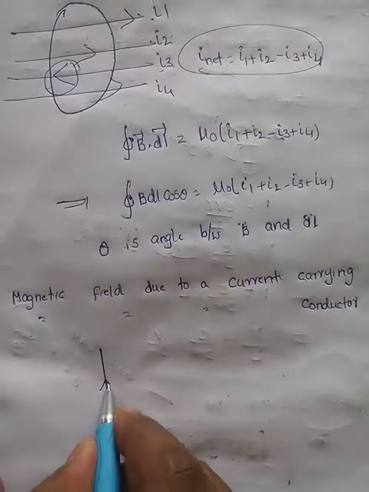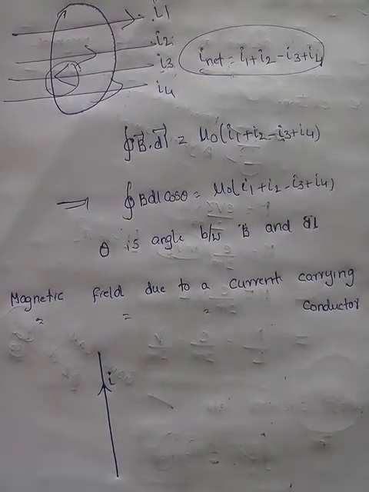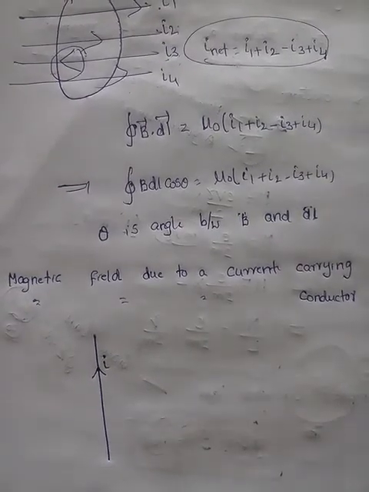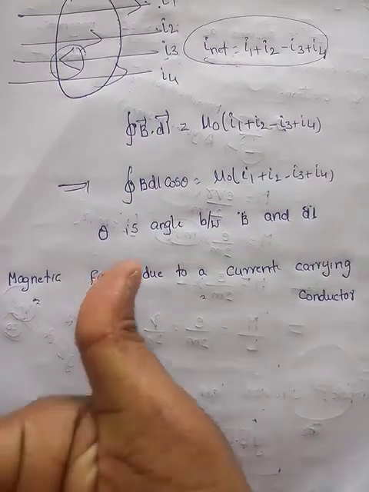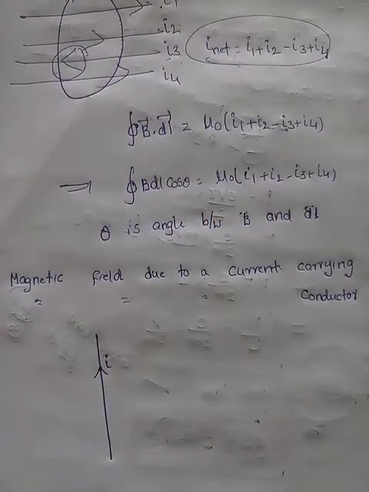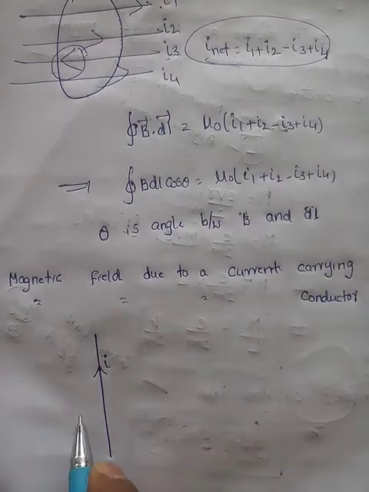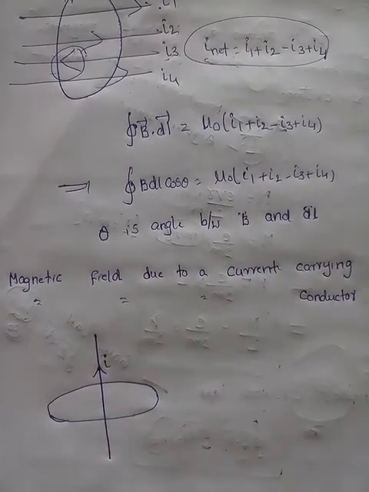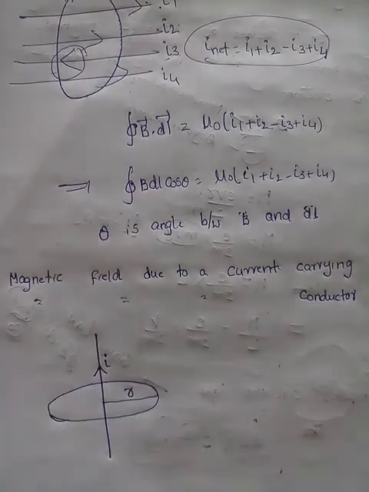Let us take a current carrying conductor. Assume that this is a conductor carrying a current of I. Now, as we know, we can apply Fleming's right hand rule. If a current carrying conductor is held like this, then the magnetic field will be in the form of a circular loop. So, let us draw a circular loop concentric to the current carrying conductor. Let us assume that the radius of this loop is r.